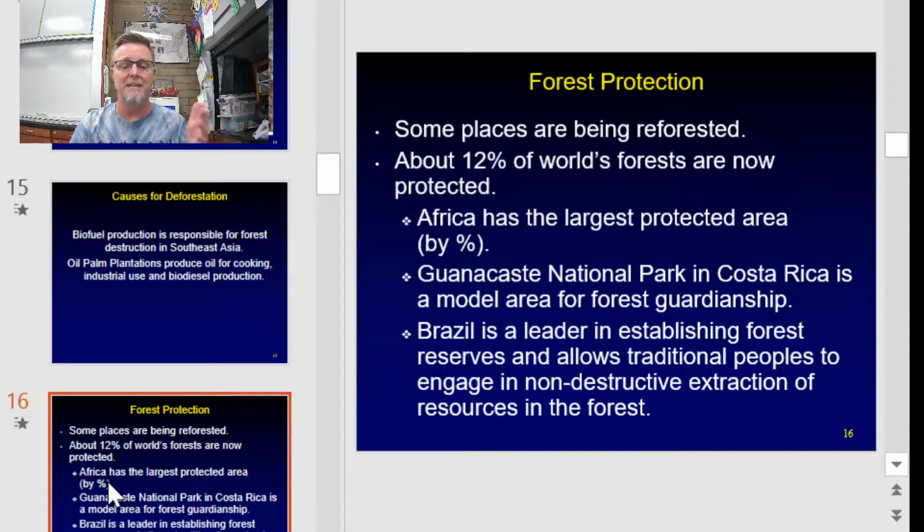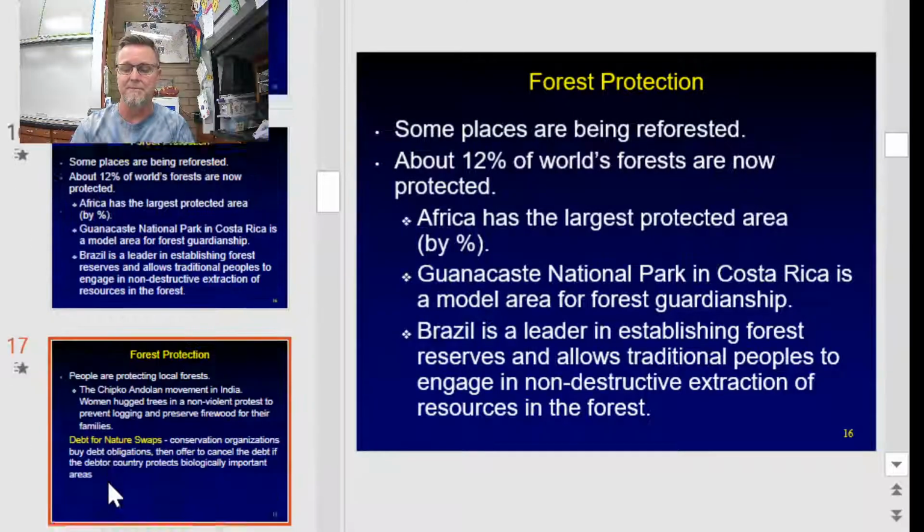Brazil is actually a leader in establishing forest reserves, and their claim to fame now isn't so much like palm oil plantations or cattle or sheep. It's ecotourism, right? And so they're making money off of ecotourism more than they're making money off of old practices that just resulted in the slash and burn and destruction of their forests.